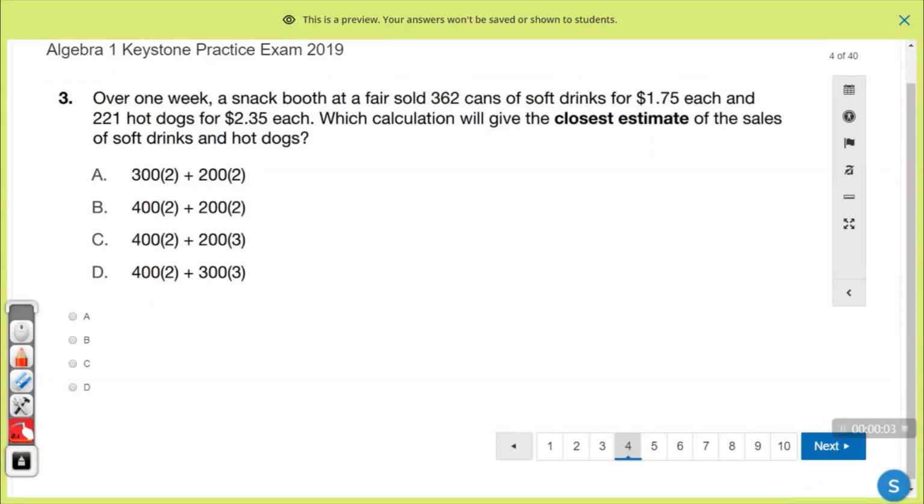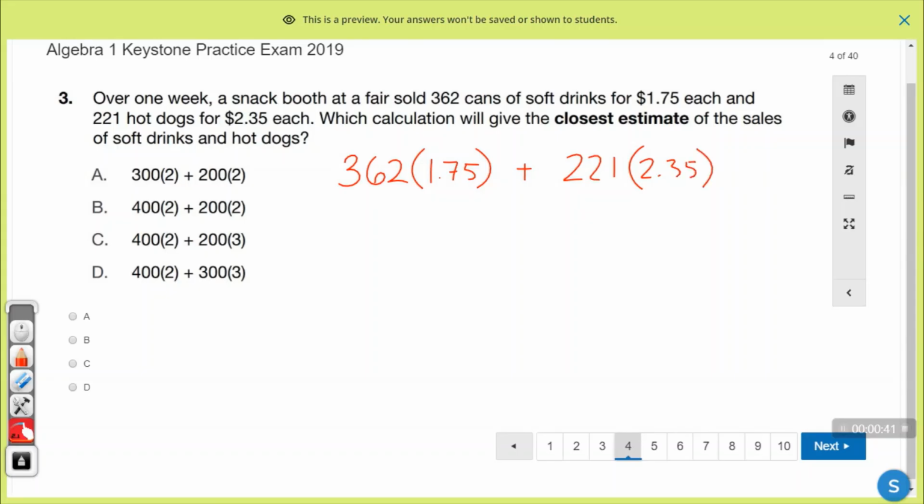Over 1 week, a snack booth at the fair sold 362 cans of soft drinks for $1.75 each and 221 hot dogs for $2.35 each. Which calculation will give the closest estimate of the sales of the soft drinks and hot dogs? Now, again, this is an estimation problem. I recommend for an estimation problem that you always actually just do the values yourself. Don't estimate, just find the exact ones. If we were to do that, we would do 362 cans of soft drink times 1.75 per can, plus we'd take our 221 hot dogs times 2.35 per hot dog.